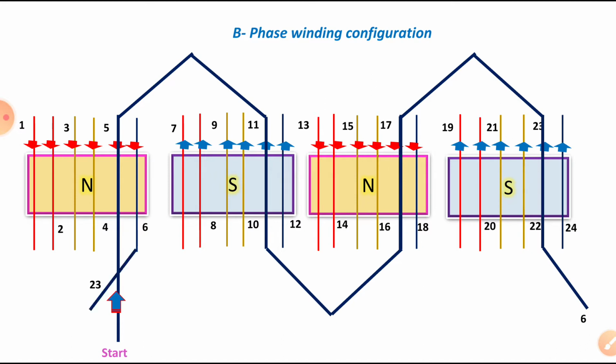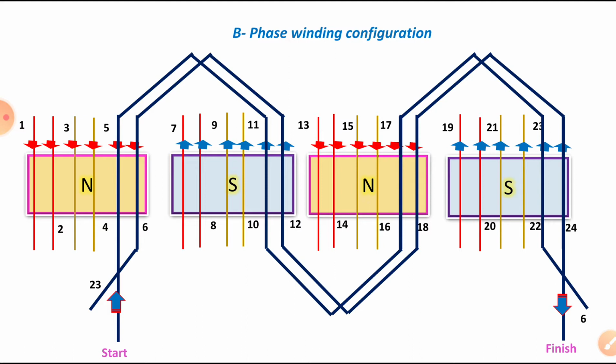This is the sixth, enter here, and 6 plus 6 is equal to 12. 12 plus 6 is equal to 18. 18 plus 6 is equal to 24, and 24 is the finishing conductor. These are the B phase configuration, dear students. Now combine this phase 1, phase 2, phase 3, or YB.